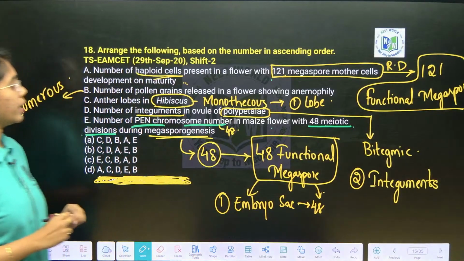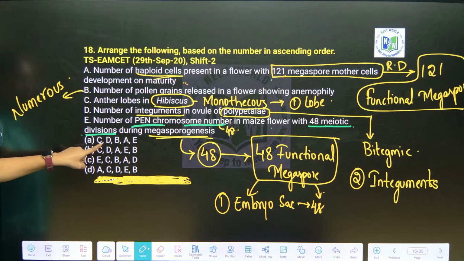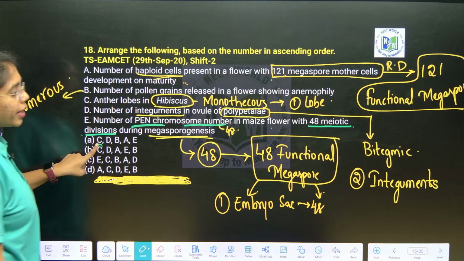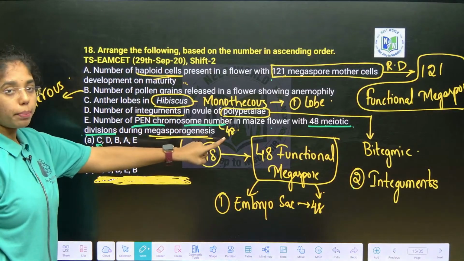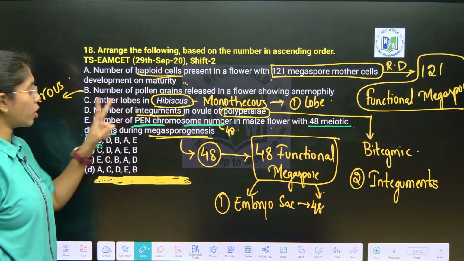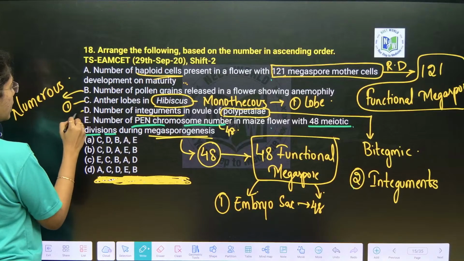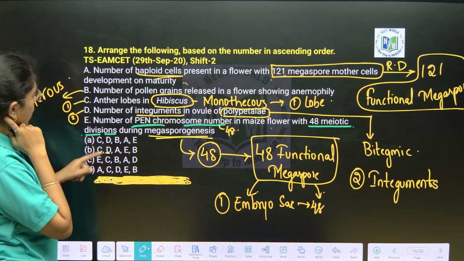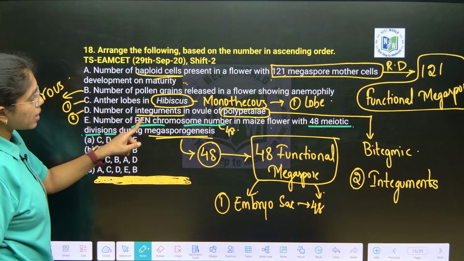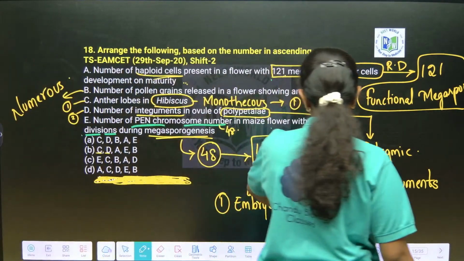Now, you start putting it in the ascending order. Anther lobes are 1. So, first will be option C. Anther lobes are 1. Then followed by number of integuments, 2 integuments, right? Here, bitegmic for polypetalae ovule. Ovule will have 2 integuments here. So, C will have only 1 followed by D having 2. So, C, D followed by what, ma? A, it is having how many megaspore mother cells? 121. So, 121 functional cells will be there.